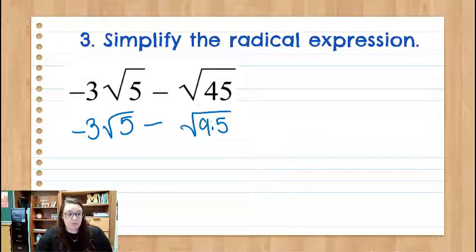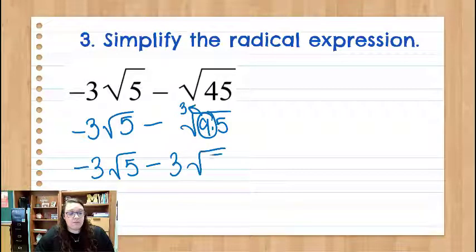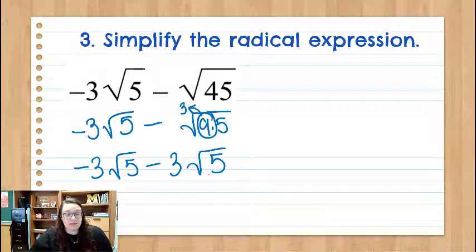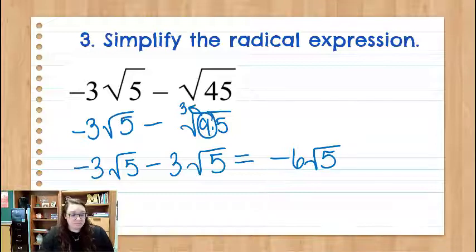9 is a perfect square, so it's going to come out a 3. Let me rewrite one more time. I have negative 3 root 5 minus 3 root 5. Now they're both root 5s, and I can combine like terms. Negative 3 minus 3 is negative 6, and I'm talking about root 5s. That's it. Let's do another.